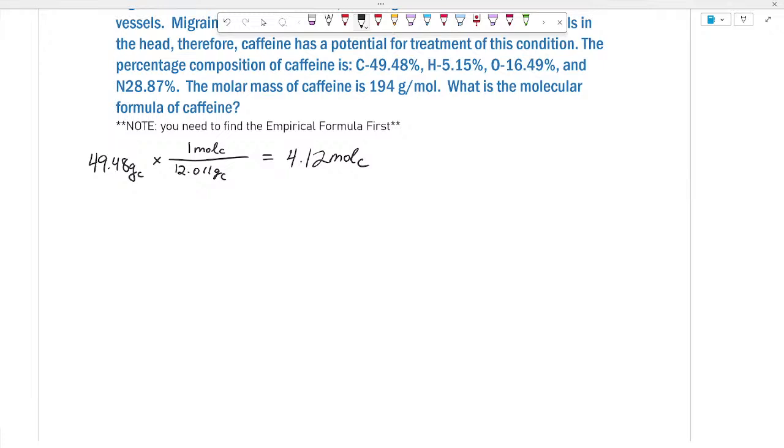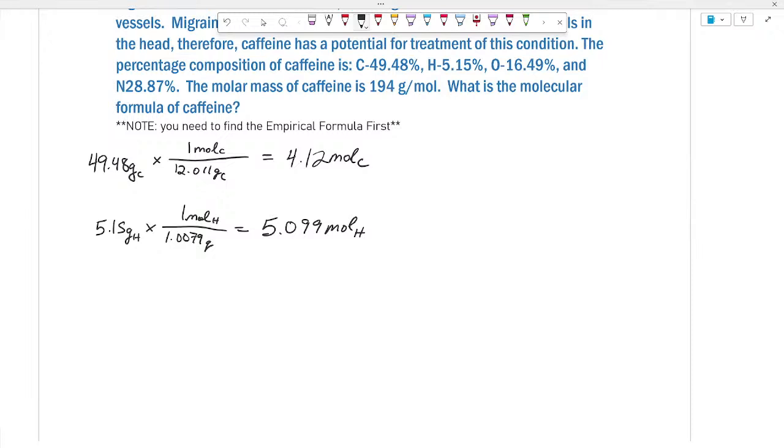All right. Next, if we do hydrogen, we have 5.15 grams of hydrogen. And of course, 1 mole of hydrogen is 1.0079 grams. When we do that, what do I get? Obviously, it's going to be 5, but 5 point what? 5.099. Great. How's that so far? We okay? Am I going too fast?